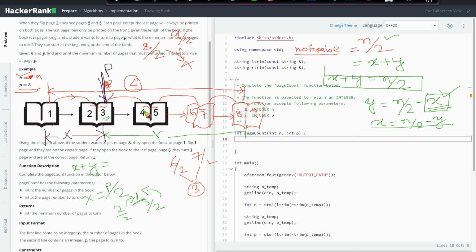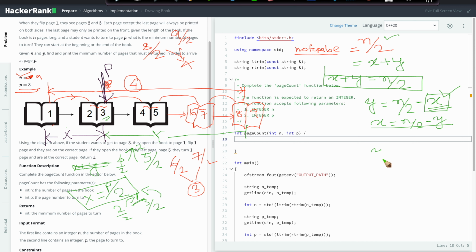Suppose p is 4. Then we are saying 4 divided by 2. Or if p is 5, then we can say 5 divided by 2. Both of these will yield 2. Yes, it needs only 2 flips, correct? If it is 6, then 6 divided by 2 is 3. 7 divided by 2 is 3, correct? Whether 6 or 7, no matter, 3 flips are required. So now we got x equals p divided by 2. We got a formula. Now let's apply that.